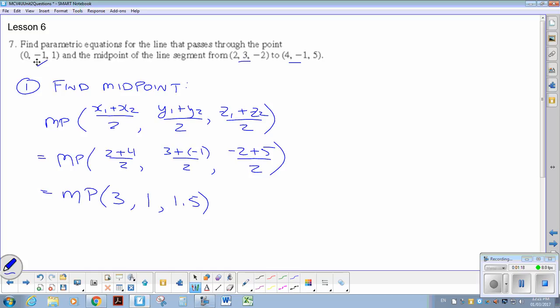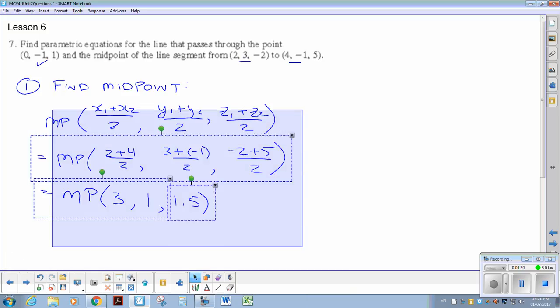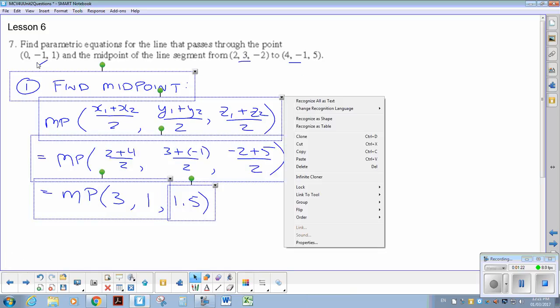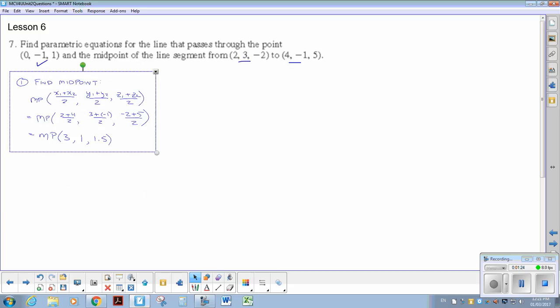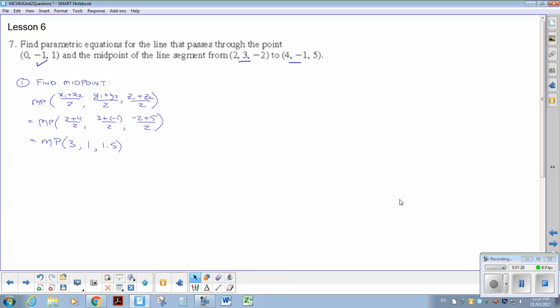All right, so there is the midpoint. So there's step 1, all taken care of for us. So I'm just going to group those together, shrink it so it's not taking up so much board. So step 2, we need to find a direction vector. So our direction vector. Now how do we get a direction vector here?